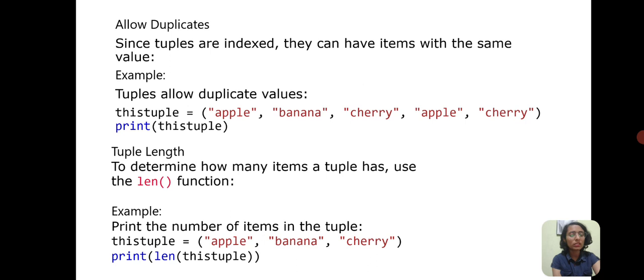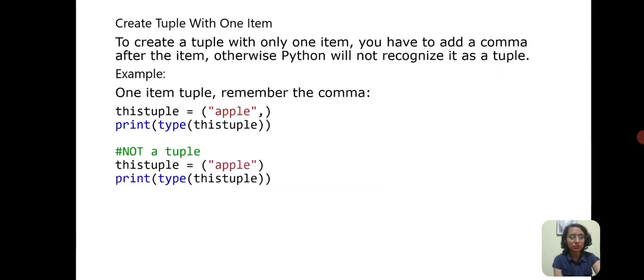Print this tuple. Tuple length. To determine how many items a tuple has, use the len function. Example, print the number of items in the tuple. This tuple is equal to apple, banana, cherry. Print len(this tuple).